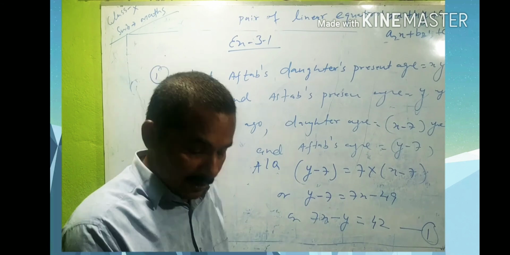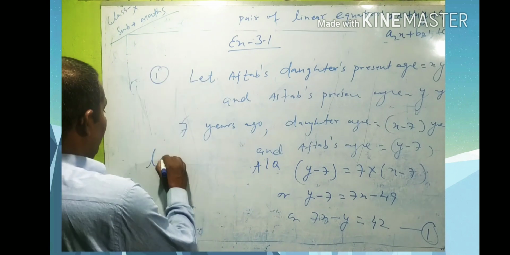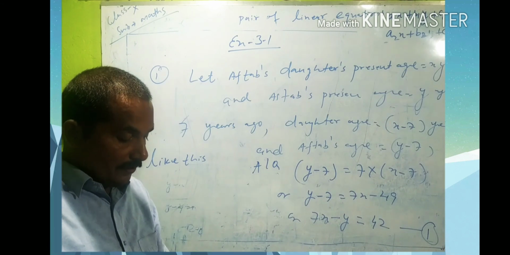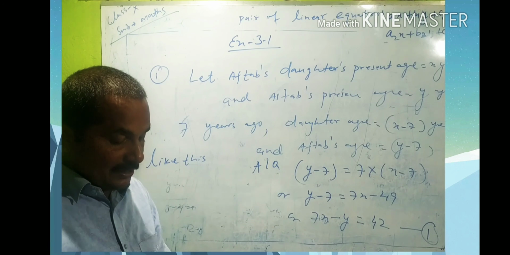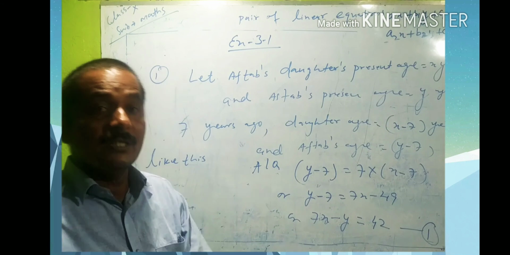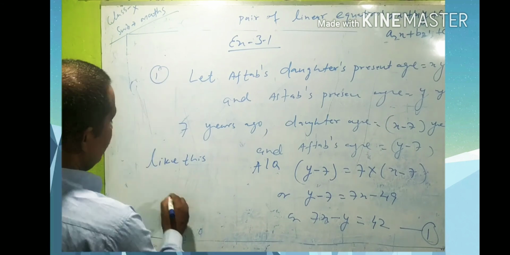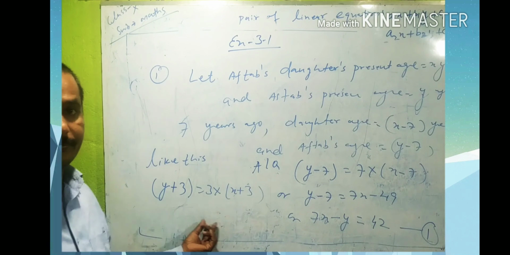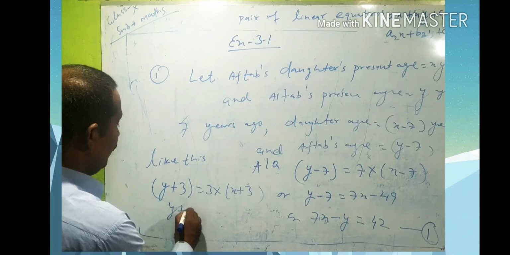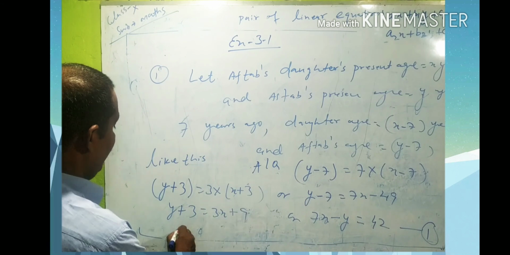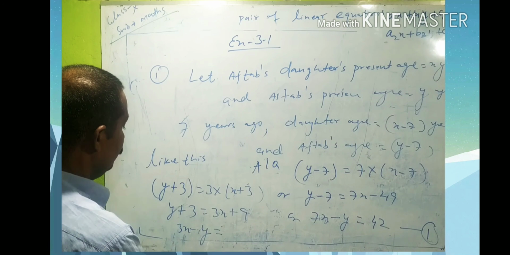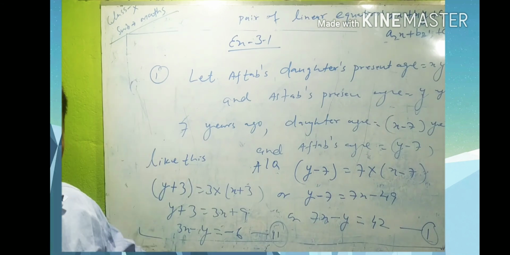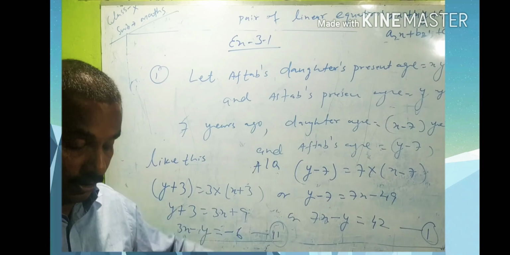And one more condition is there in this question. Like this, you will find the second condition also here. And the second condition: 3 years from now, I shall be 3 times. 3 years from now means after 3 years. After 3 years, that means y plus 3 is equal to 3 into (x plus 3). This is the second equation for question number 1. That means y plus 3 is equal to 3x plus 9, and 3x minus y is equal to minus 6. This will be the second equation. Look here. This is the first equation and this is the second equation. This is the algebraic representation of question number 1.